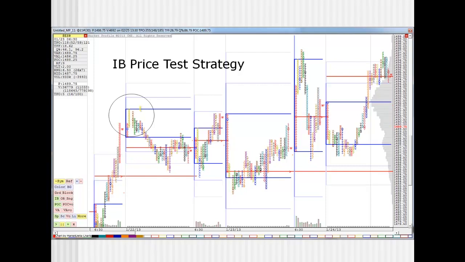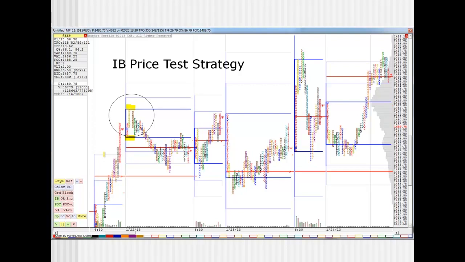There's the initial balance high. And then notice the A, B periods are the first two 30-minute periods. They make up the first hour. So the low of A gives us our initial balance low, and the high of B gives us our initial balance high.